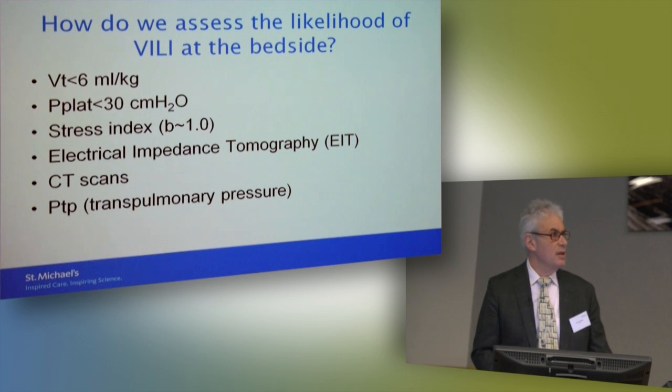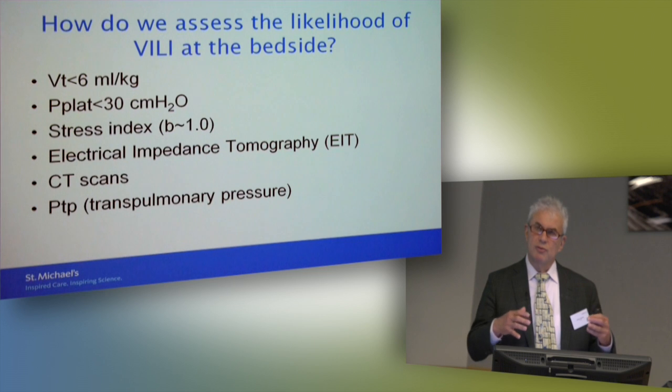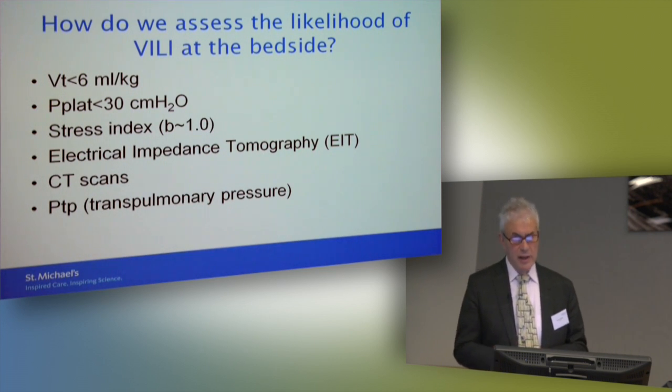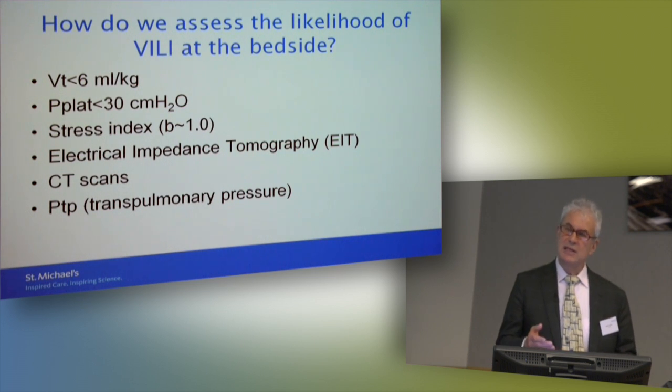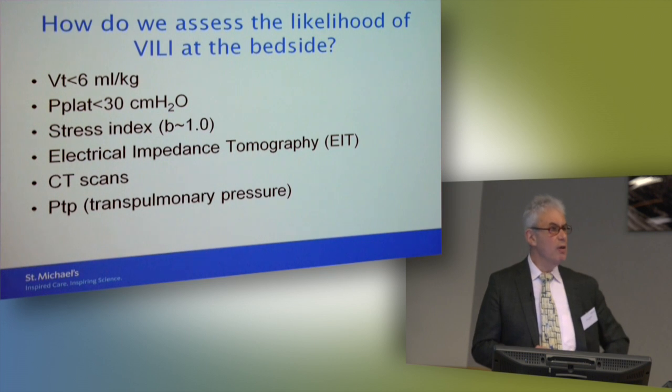The stress index is something that was introduced a few years ago to try to assess whether there's recruitment and derecruitment of lung and whether there's overdistension. Then there are data on electrical impedance tomography and CT scans, largely in research settings, and the use of transpulmonary pressure.